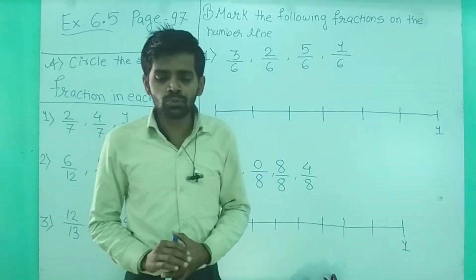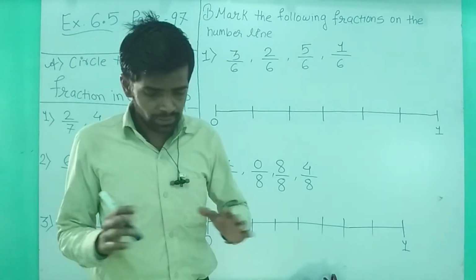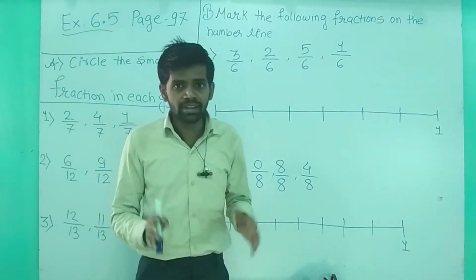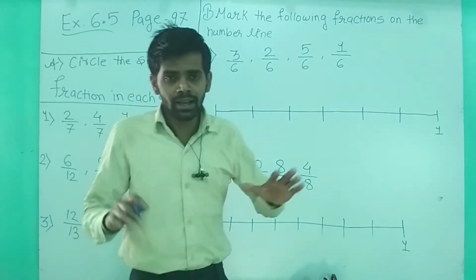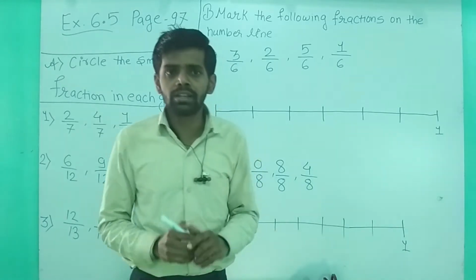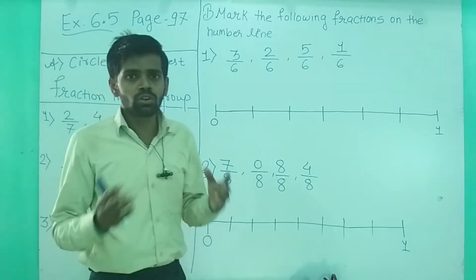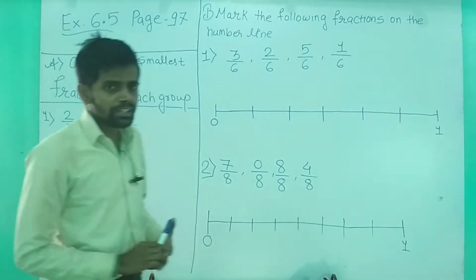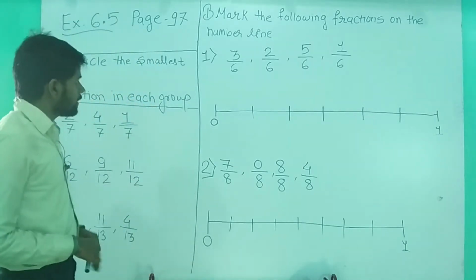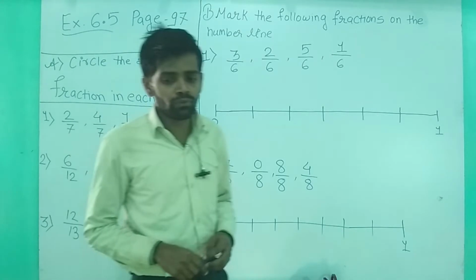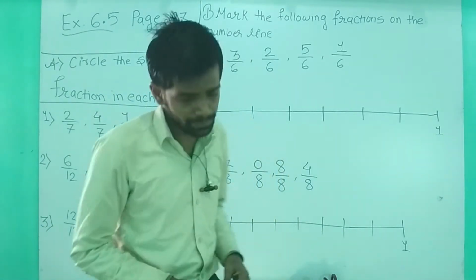Today we are proceeding towards page number 97, exercise 6.5. This exercise is totally based on like fractions and the ordering and comparison of like fractions. I hope you already understand what a like fraction is and how to compare like fractions. That means fractions which have common denominators. So everyone open page number 97 of your book, and today we will clear the concept and solve the questions step by step.